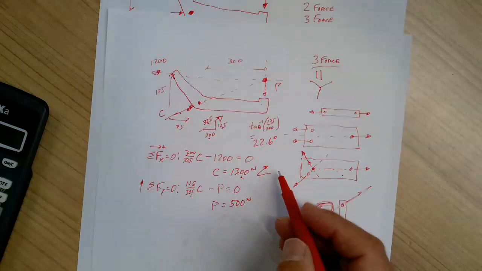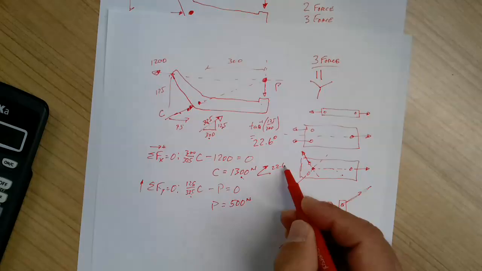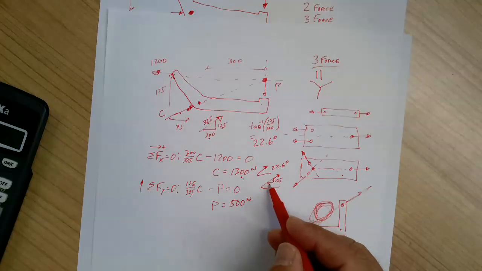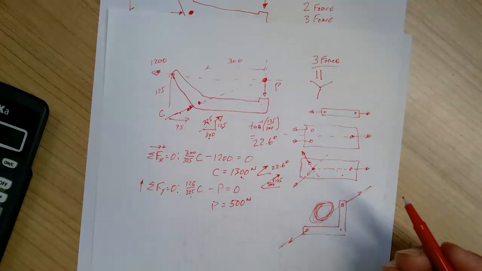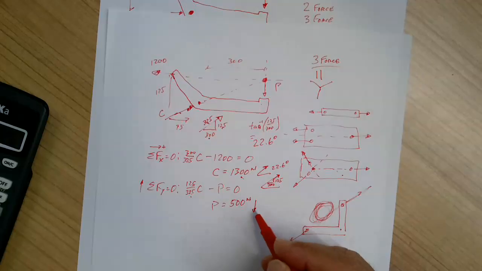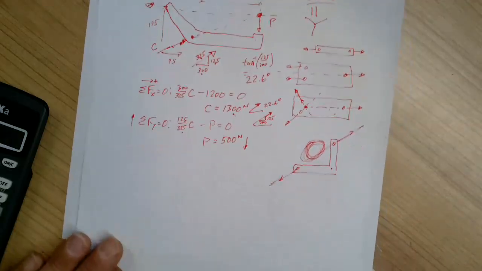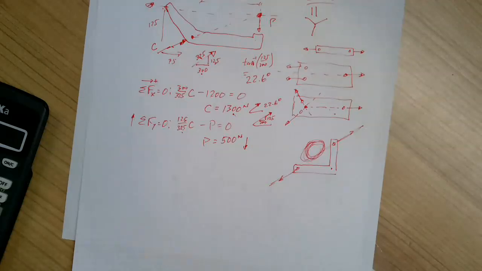This one goes like that, whether you do 22.6 degrees or 125, 300. And this one is down. All right, questions on this one?